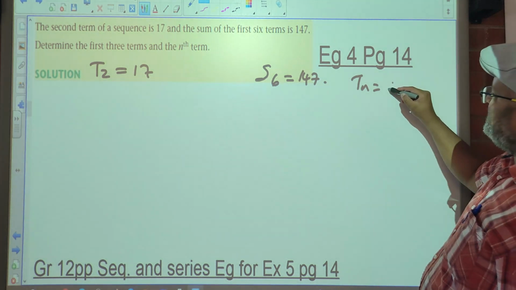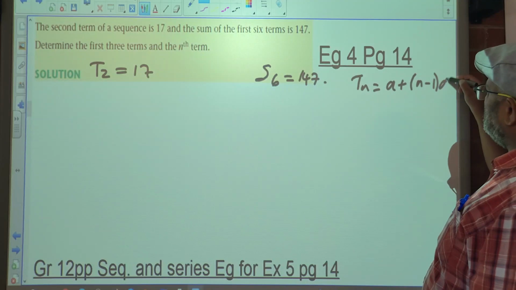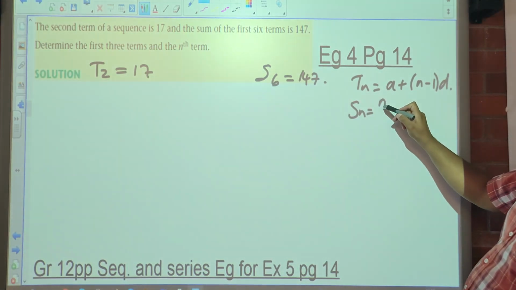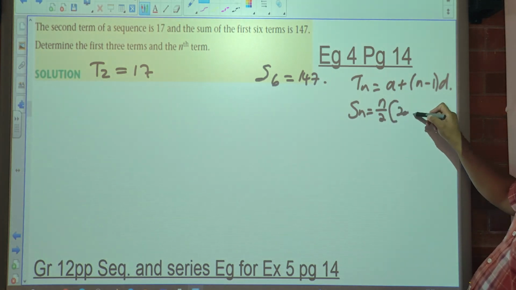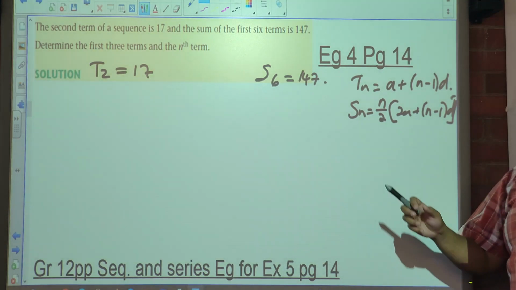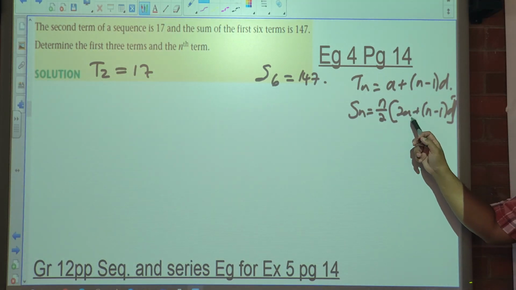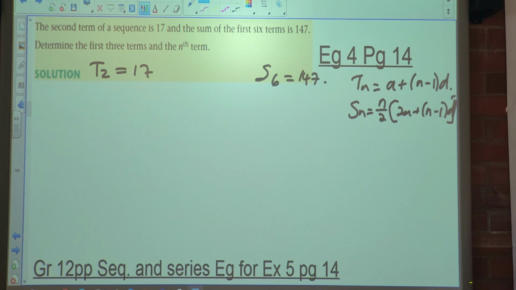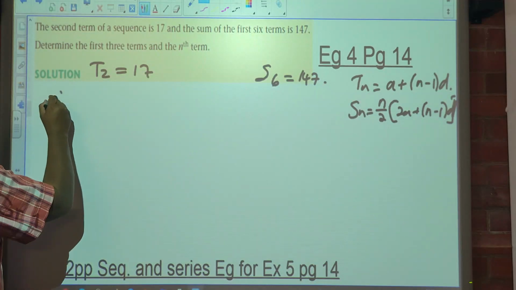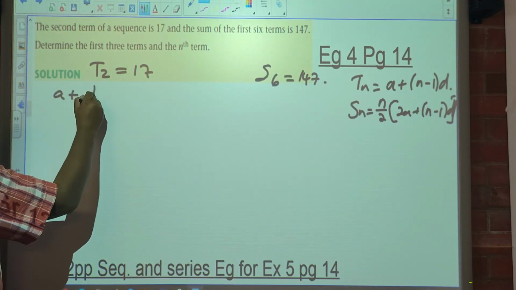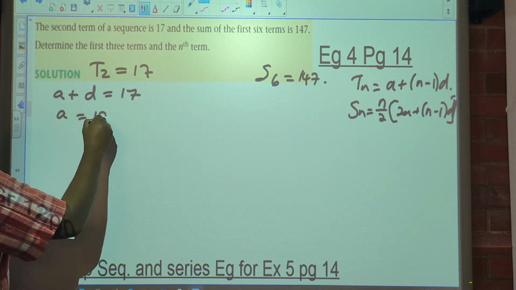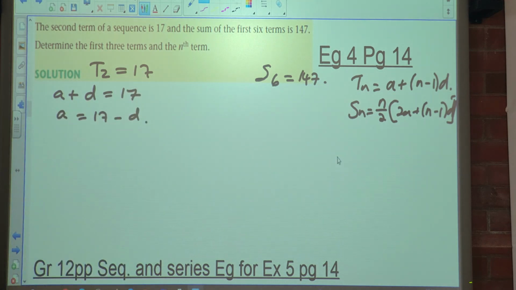So this will simply be A plus n minus 1 d. And then Sn is equal to n over 2 into 2a plus n minus 1 d. Why this formula and not the other? Because we don't have the last term. So for T2, what did it be? A plus d is equal to 17. So A is equal to 17 minus d. Why do you think I made A the subject of the formula?